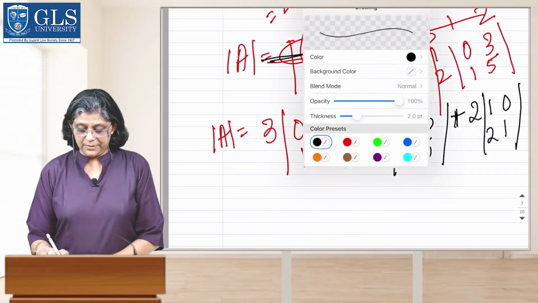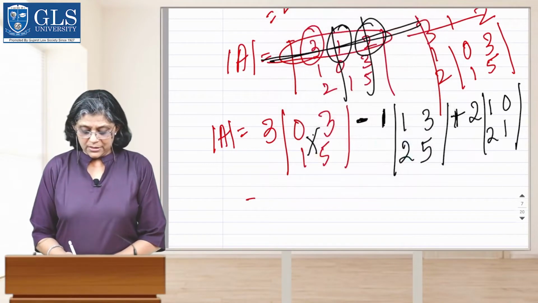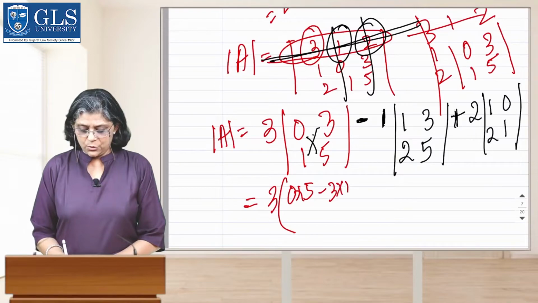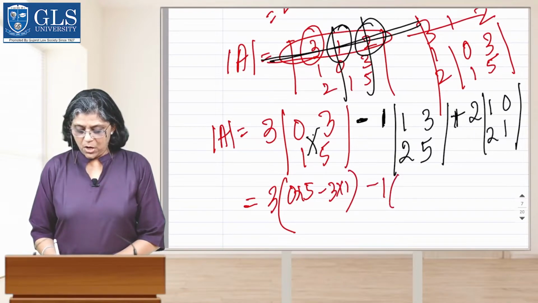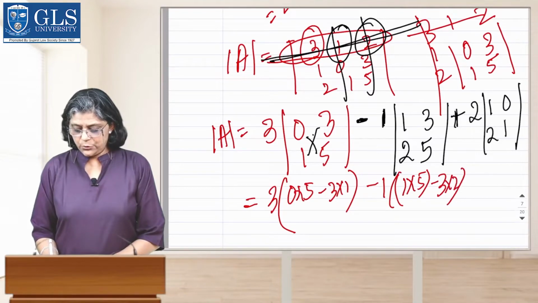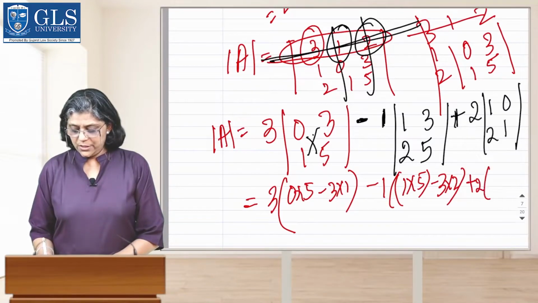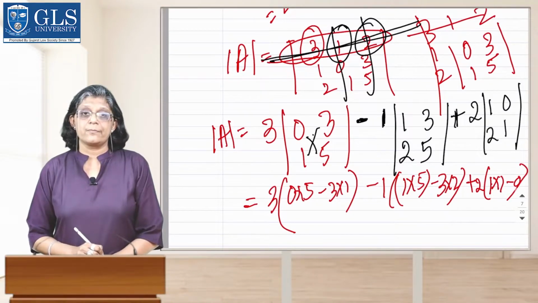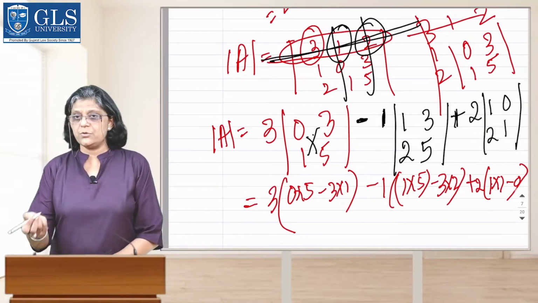So again what we do is, in 2 cross 2 we have learnt I need to cross multiply. So the result is 3 like this. So 0 into 5 minus 3 into 1. Minus 1 common, 1 into 5 minus 3 into 2. And next is 2, 1 into 1 minus 2 into 0 is 0. Clear? Do the calculations, you get the results.